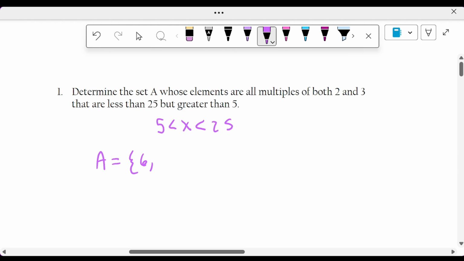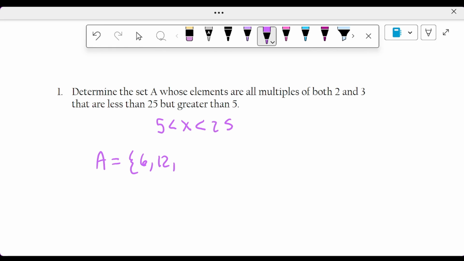7 is not a multiple of either. 8 is only a multiple of 2. 9 is only a multiple of 3. 10 is a multiple of 2 only. 11 is a multiple of neither. 12 is a multiple of both 2 and 3. 13 is neither. 14 is 2. 15 is 3. 16 is 2.